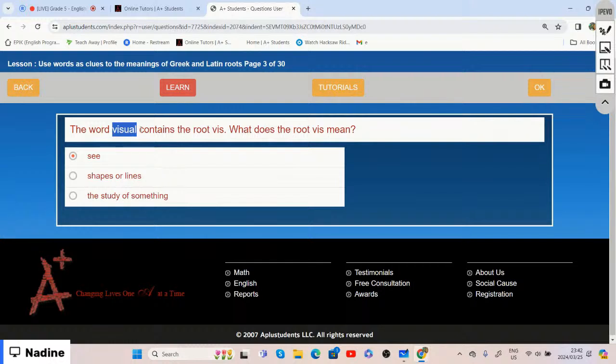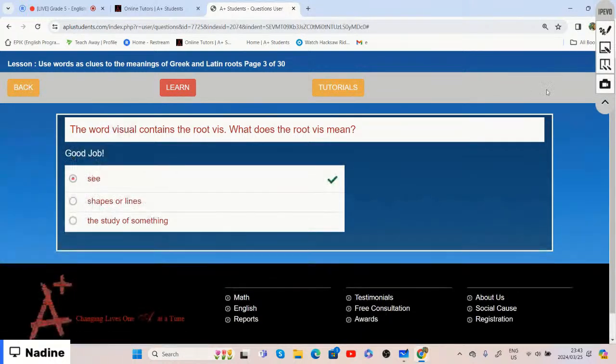Or if you cannot see properly, then it is also to do with visual. So your visual can either be very clear or it can be blurred. That is basically visual, or to do with vis. It basically means to see or to be able to see, so it's related to seeing. So well done. C is correct.